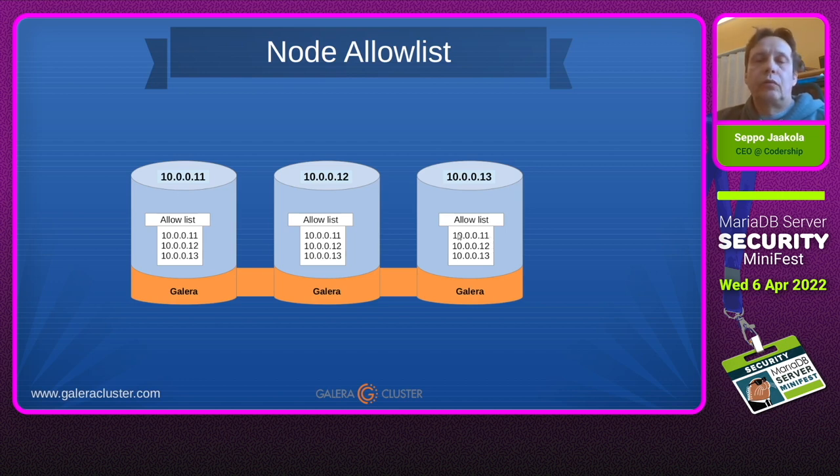And this is also an InnoDB table, and it's replicated. If you make changes to this table in one of the nodes, then the changes will be replicated, and the cluster will always take care that the correct allow list configuration is in place.